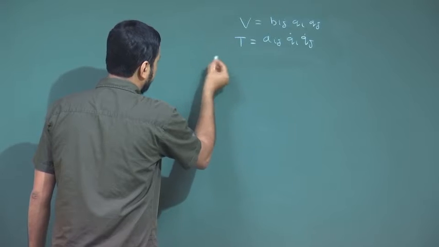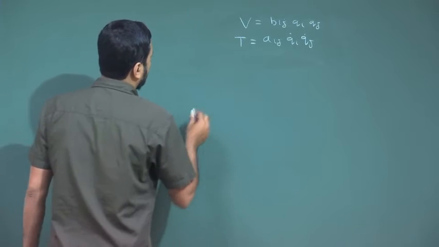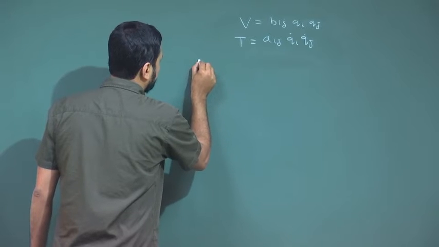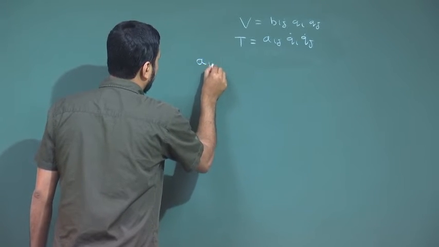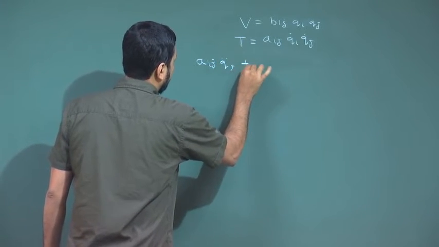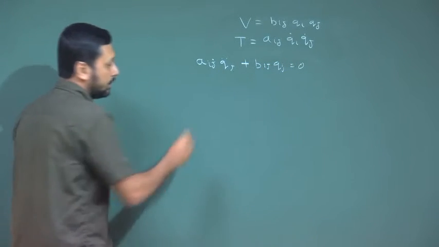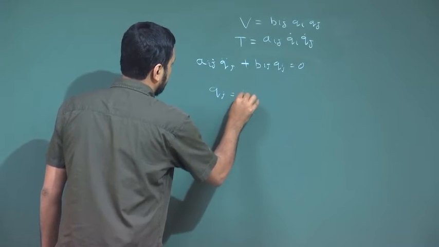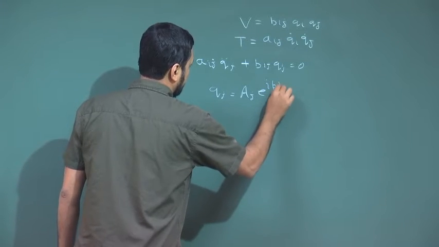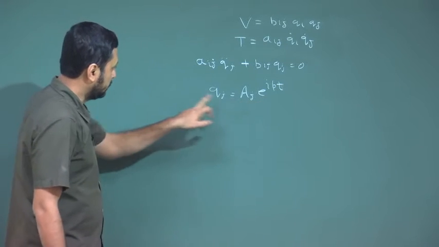The differential equation was, if I am not wrong, A_ij q_j double dot plus B_ij q_j equal to 0. We took a trial solution of the form q_j equal to A_j e to the power i p t, because we are assuming oscillatory motion.